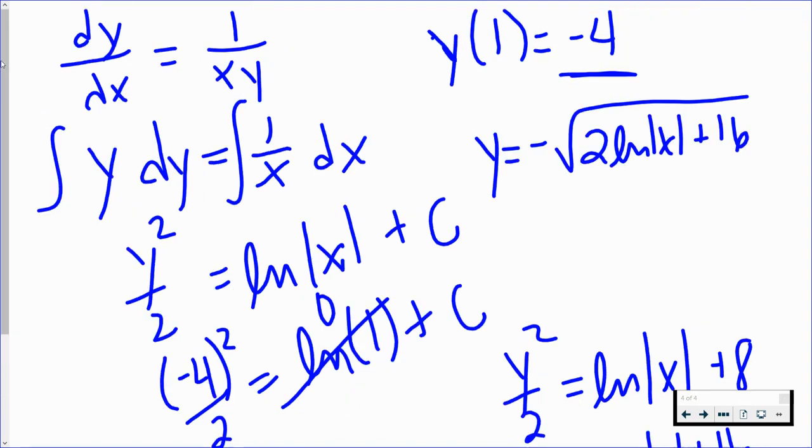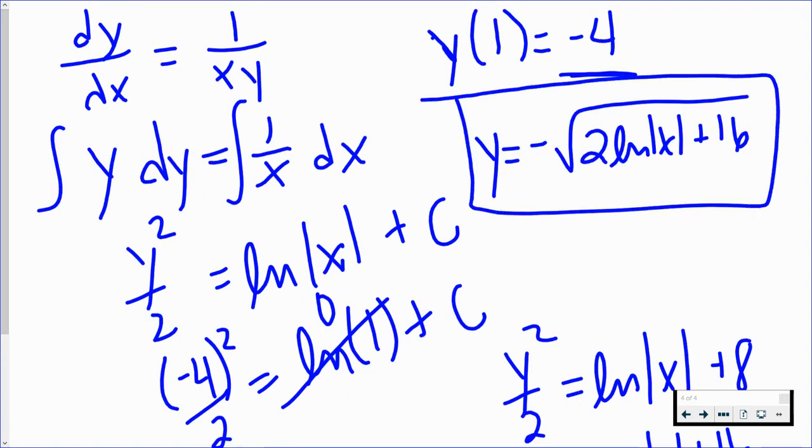Okay, so notice that we had to take the negative square root. Otherwise, we're not going to get the right answer with our initial condition, are we? Anytime you have a square root, you always want to go back to that initial condition and take a look at what sign it was. That tells you what sign your square root would be. So for this one, we needed a negative square root. If it had been y of 1 equals +4, we would have had the same c value, but we would have had the positive square root instead of the negative square root.